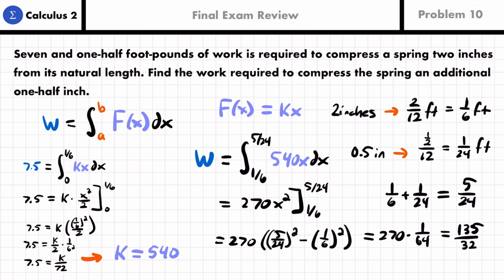Okay, but since the work earlier was given as 7 1/2 foot-pounds, it wasn't given as a fraction, let's write out the decimal value for this fraction as well. What we find here is that the work is equal to 4.21875 foot-pounds. And that is the exact value, okay? It's pretty many decimals, but that is it. It does end there. That is the amount of work required to compress the spring an additional 1/2 inch.